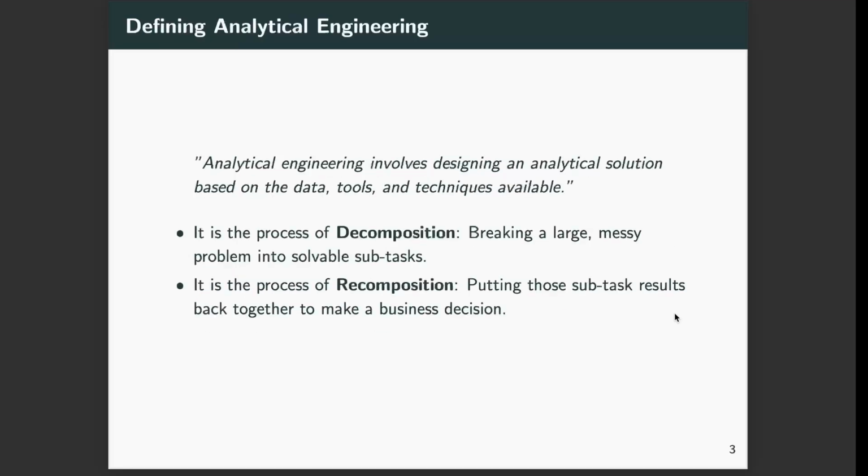Now let me give you a precise definition to anchor everything we are about to do. Analytical engineering involves designing an analytical solution based on the data, tools, and techniques available. That is the formal definition.